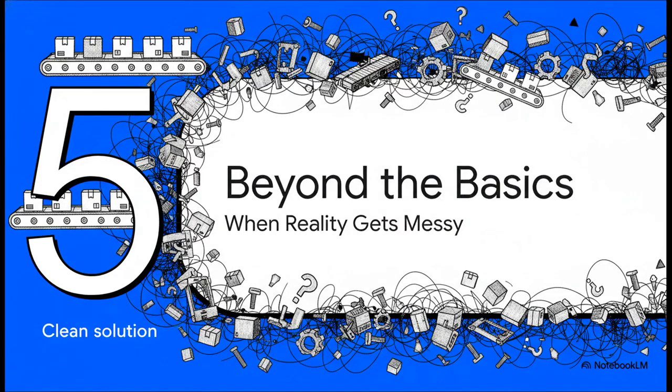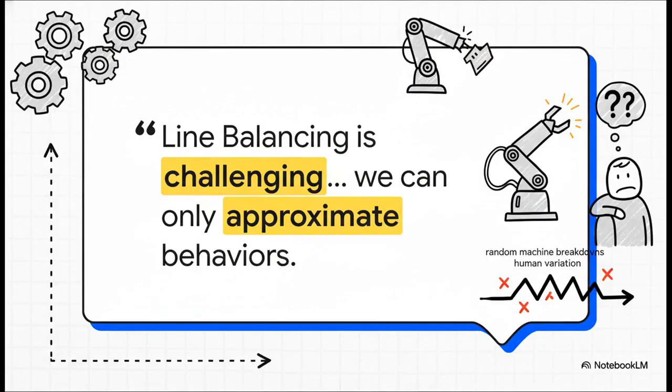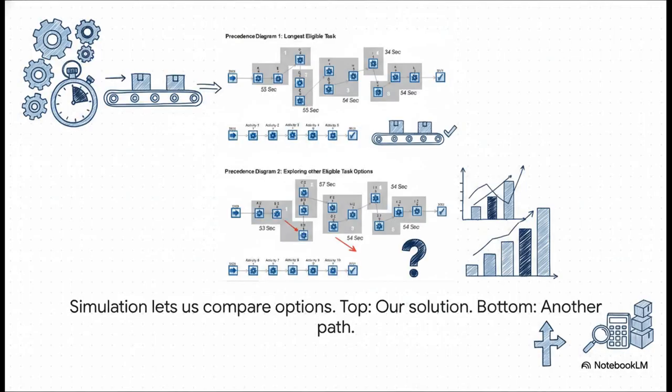Now, what we just did gives us this fantastic, clean solution on paper. But as we know, the real world is, well, it's messy. So what happens when we need to account for all that real-world chaos? And this is a really important point from simulation expert Brian Harrington. He says, our spreadsheet math is powerful, but it's deterministic. That means it assumes everything runs perfectly the exact same way every single time. It's an approximation. But what about random machine breakdowns, or just normal human variation? And that's where a tool like simulation becomes an absolute game changer.